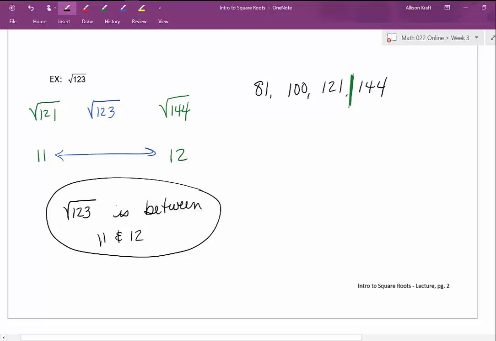This is a great skill to have, especially as we start using our calculators and are maybe doing computations that are unfamiliar to us. We want to have an idea of whether our answer is reasonable or not, and this helps us to do that.